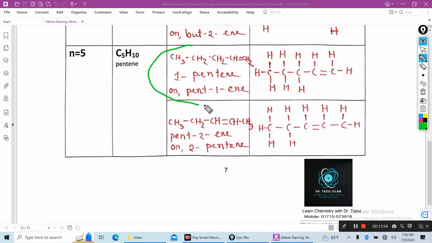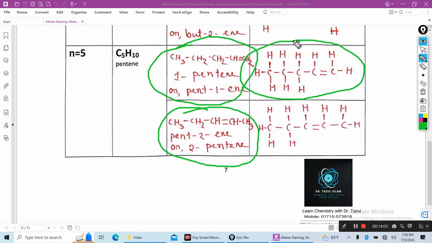This is the structural formula of pent-1-ene, this is the structural formula of pent-2-ene, and this is the displayed formula of pent-1-ene, and this is the displayed formula of pent-2-ene.